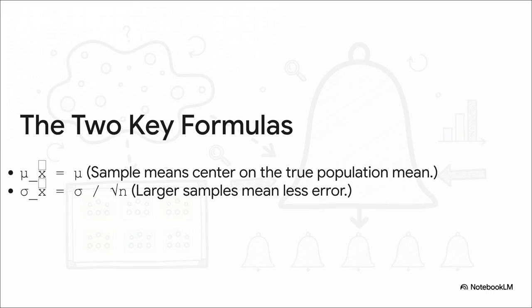Now, the second formula. This one defines the standard deviation of all those sample means, which we give a special name, the standard error. And it says that the standard error equals the population standard deviation, sigma, divided by the square root of the sample size n. Look at that formula. N is in the denominator. That means as your sample size gets bigger, the standard error gets smaller. The sample means get squeezed more tightly around the true population mean. This is the mathematical reason why larger samples give you more precision. It's right there in the math.